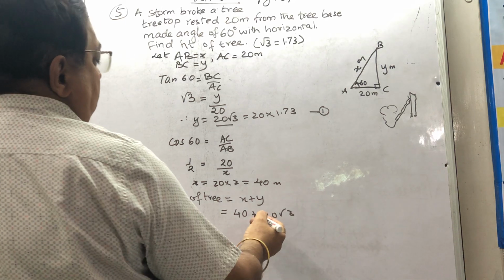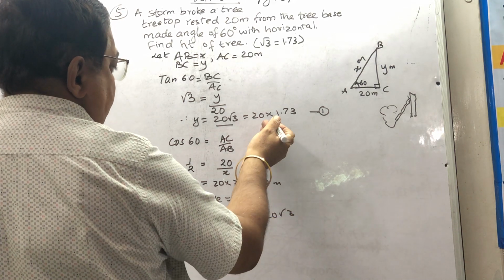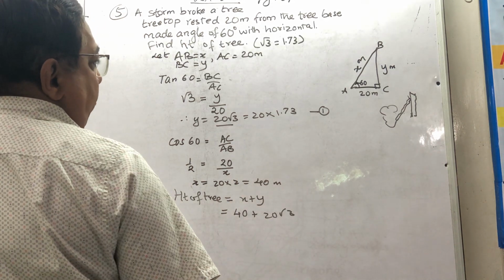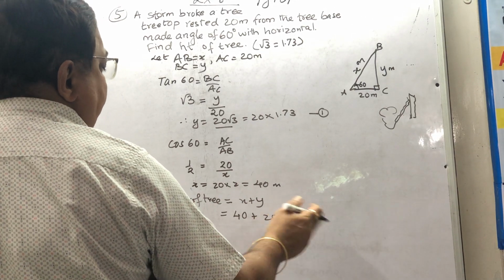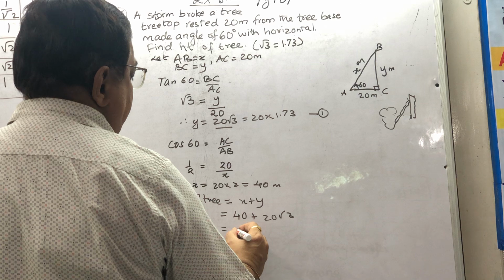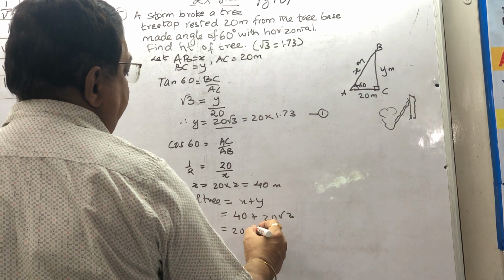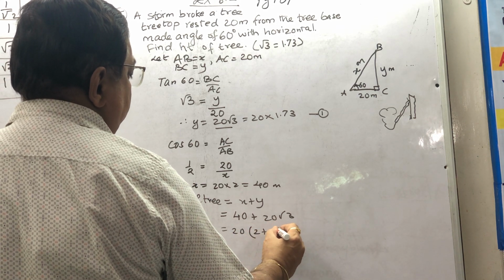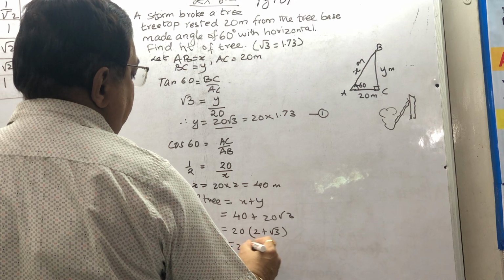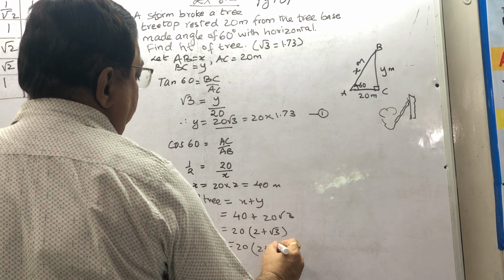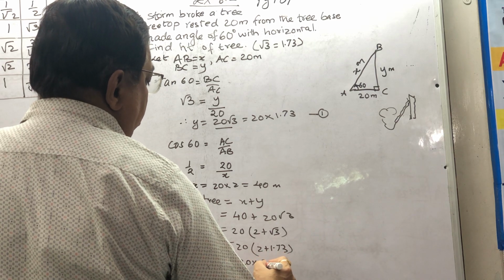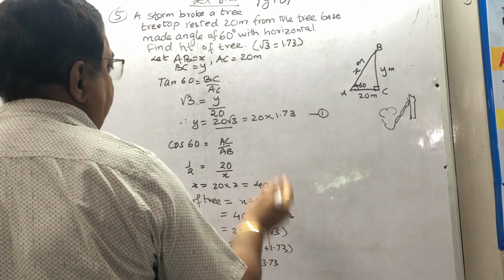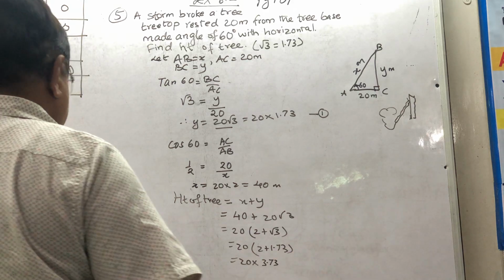Now 20 times this, you could have multiplied here and added, or you can first add and then multiply. How do we first add and then multiply? 20 times (2 plus root 3), so 20 into (2 plus 1.73), 20 into 3.73. You multiply here, multiply there and add, the answer will come the same.